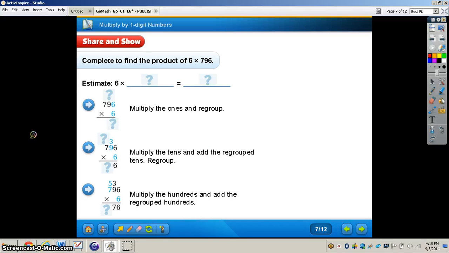Okay, now I want you to go to the share and show section, and what I will have you do is complete this section all by yourself. When you're finished, you can press play and I will have the answer for you. So complete number 1, the share and show, all by yourself, and like I said, I'll have the answer for you. So pause the video now.